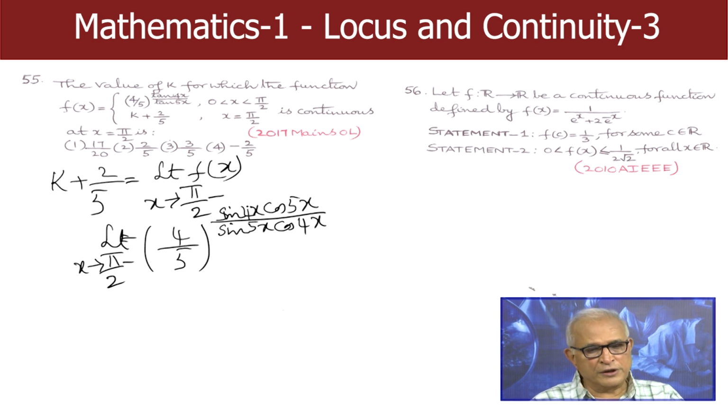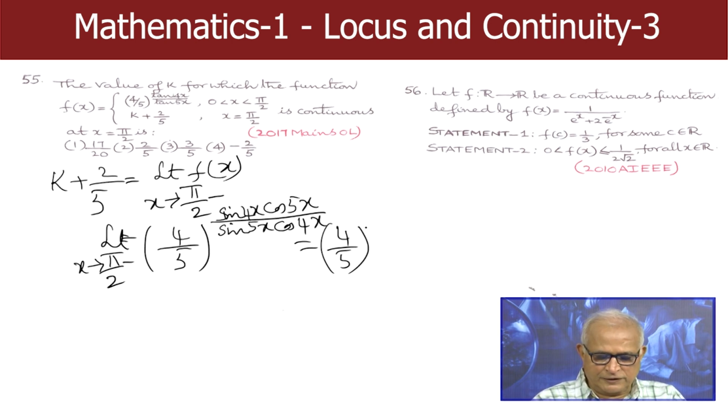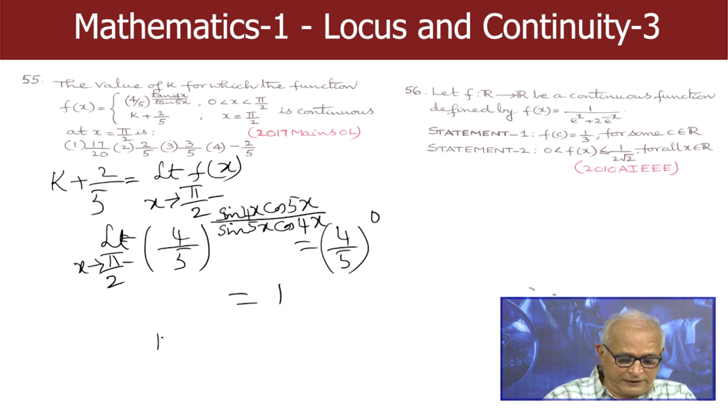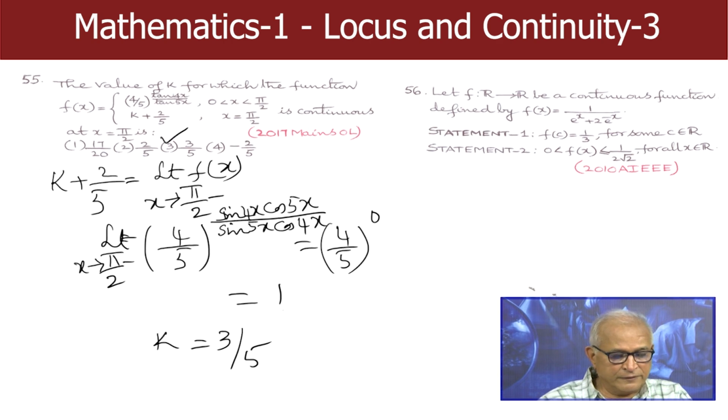And then go to the numerator. So both sin 4x and cos 5x have a limit 0 at x equal to pi by 2 because sin 2 pi is 0 and cos 5 pi by 2 both are 0. So this is 0 by 1, 0, this is 4 by 5 whole power 0 which is equal to 1. So k plus 2 by 5 is 1, so k is equal to 3 by 5. So that is the answer for this question.